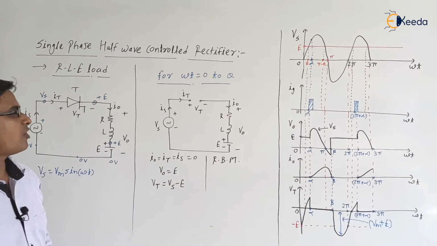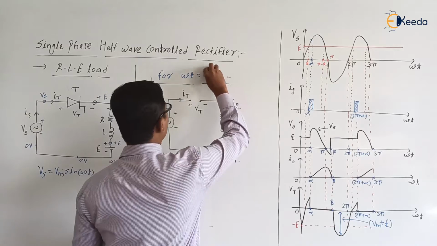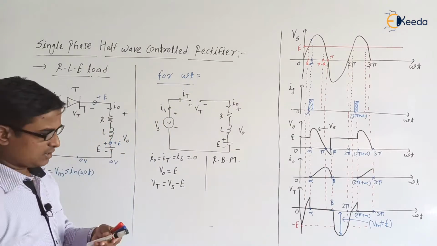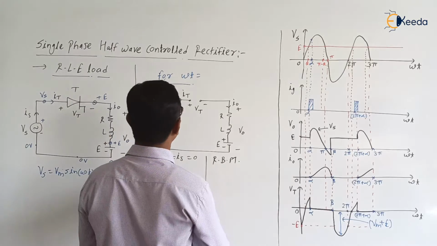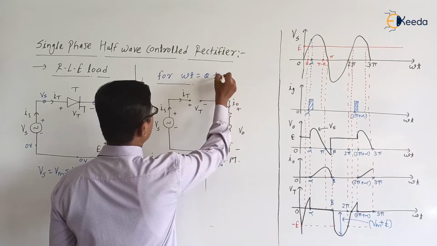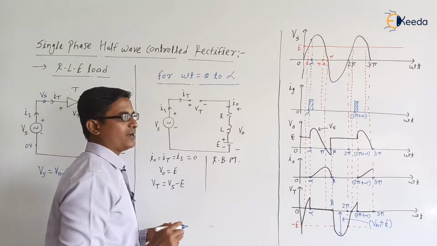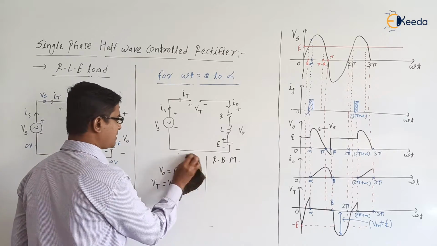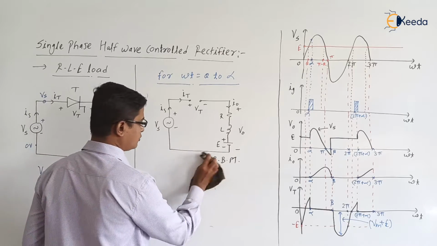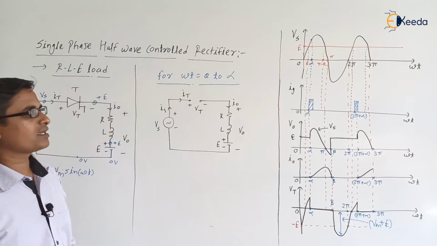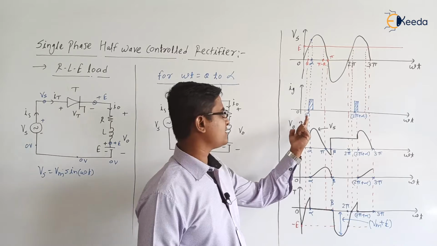Next, from omega t is equal to theta to alpha. If you check from theta to alpha, Vs is greater than E, right? So Vs is greater than E, so our thyristor will be in the forward bias mode. But have we applied the gate signal? No, we are going to apply the gate signal at alpha.